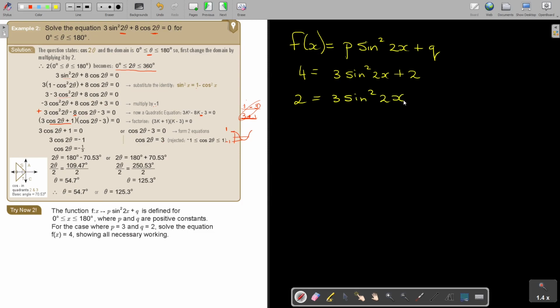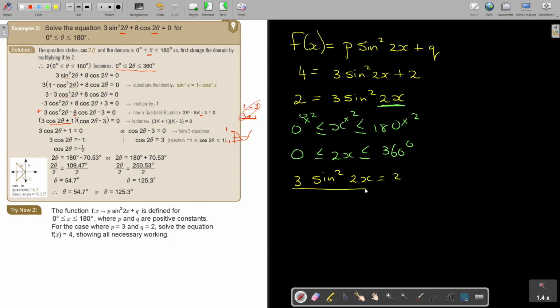Okay, now if I'm looking at the domain, we can start with the domain. The domain was x is bigger than or equal to 0 and smaller than or equal to 180. But because it's 2x, I multiply by 2. So 2x is bigger than or equal to 0, smaller than or equal to 360. Okay, if I'm going to now simplify, I'm just going to swap the sides. It's easier for me.